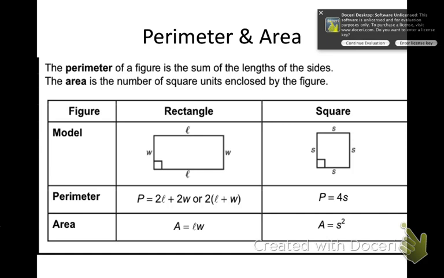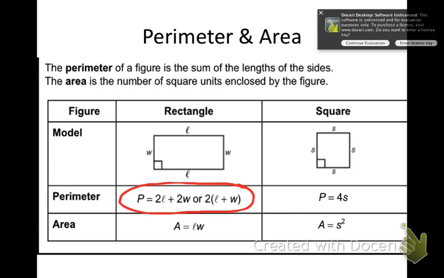Area is the number of square units enclosed by the figure. So again, area is the space on the inside. This is the formula for perimeter. Again, 2 times the length plus 2 times the width. So, take both lengths, add them together, take both widths, add them together, then add those together, and you get the perimeter. Or you could literally just go all the way around and add all 4 sides, and you get the perimeter.